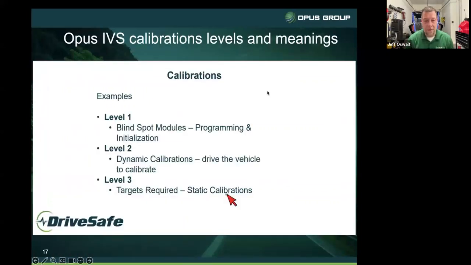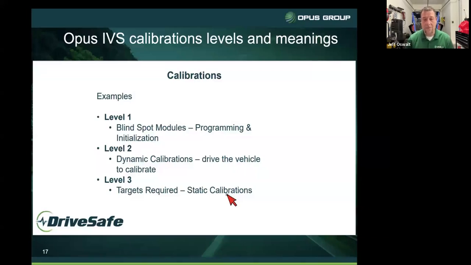So at Opus IVS, if you are doing calibrations with us through DriveSafe or Drive Pro, we have 3 levels of calibrations. Level 1 is module programming. We can use Ford or GM as an example of that. Those modules are replaced. They don't technically need to be calibrated, because they calibrate as they learn, or as you drive, but they do need to be programmed to the car.